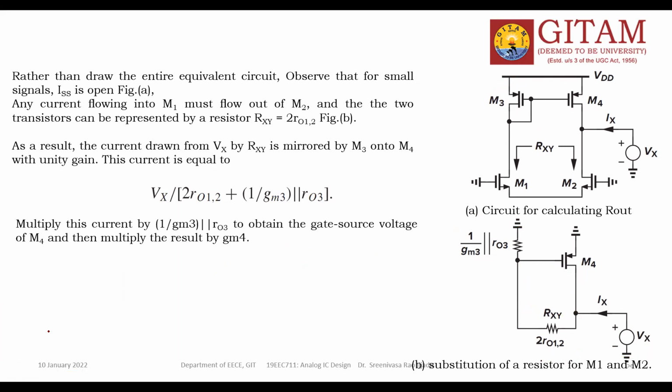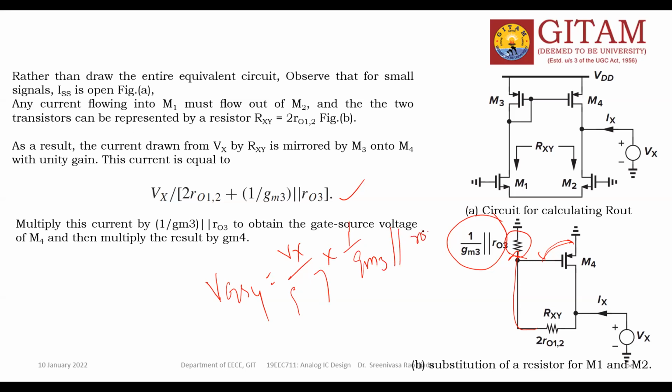So now multiply this current by 1 by GM3 parallel with R03 to obtain the gate to source voltage. So what is this voltage? Sorry, this is not this. This is the gate to source. It's the gate to drain. What is the voltage between these two? The voltage between these two is nothing but the drop across this device. Already you know the current through this branch. It should be multiplied with this resistance. So VGS4 is equal to Vx divided by this total, multiplied with the resistance of M3, which is 1 by GM3 in parallel with R03. Okay, so now this is the gate to source voltage of M4.